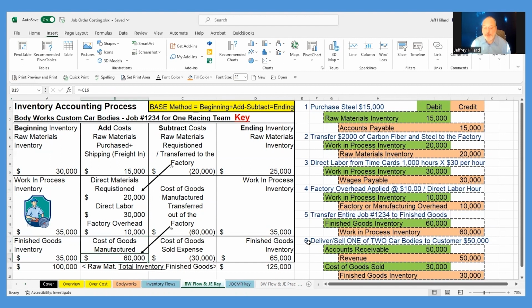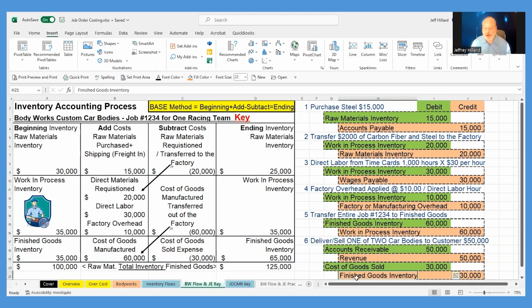The final transaction is that we're going to deliver and sell one of the 2 car bodies to the customer before the end of the month. We'll deliver the next one next month. So our cost of goods sold expense goes up. That's your debit. Remember, this is an expense.